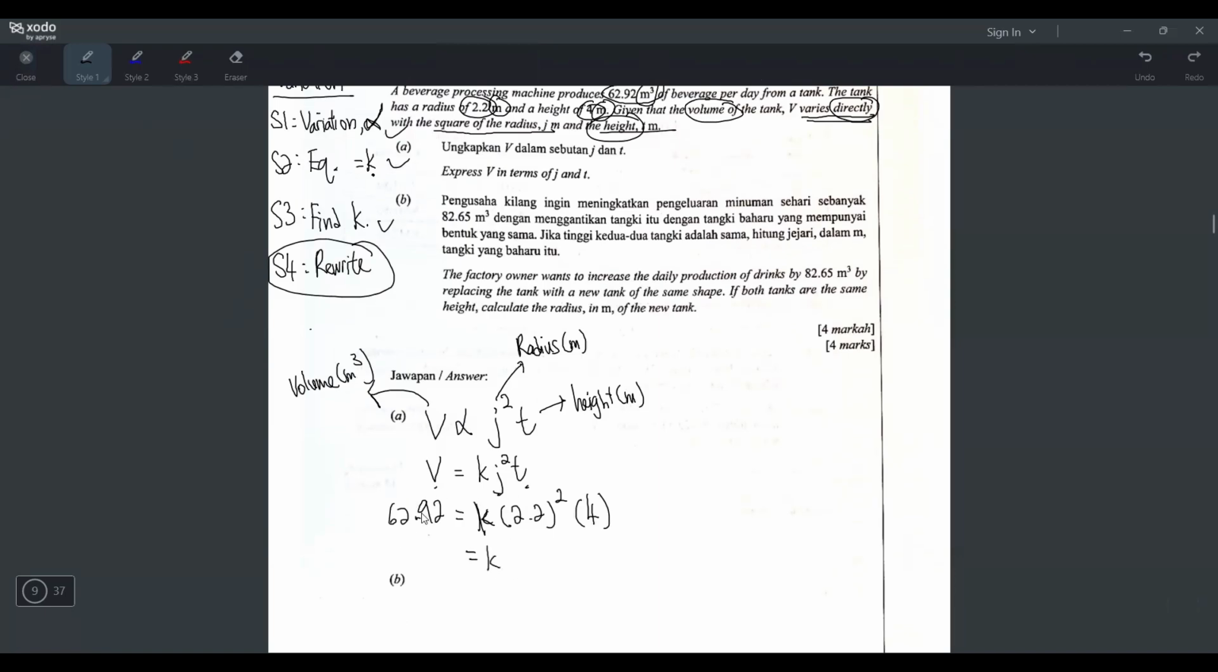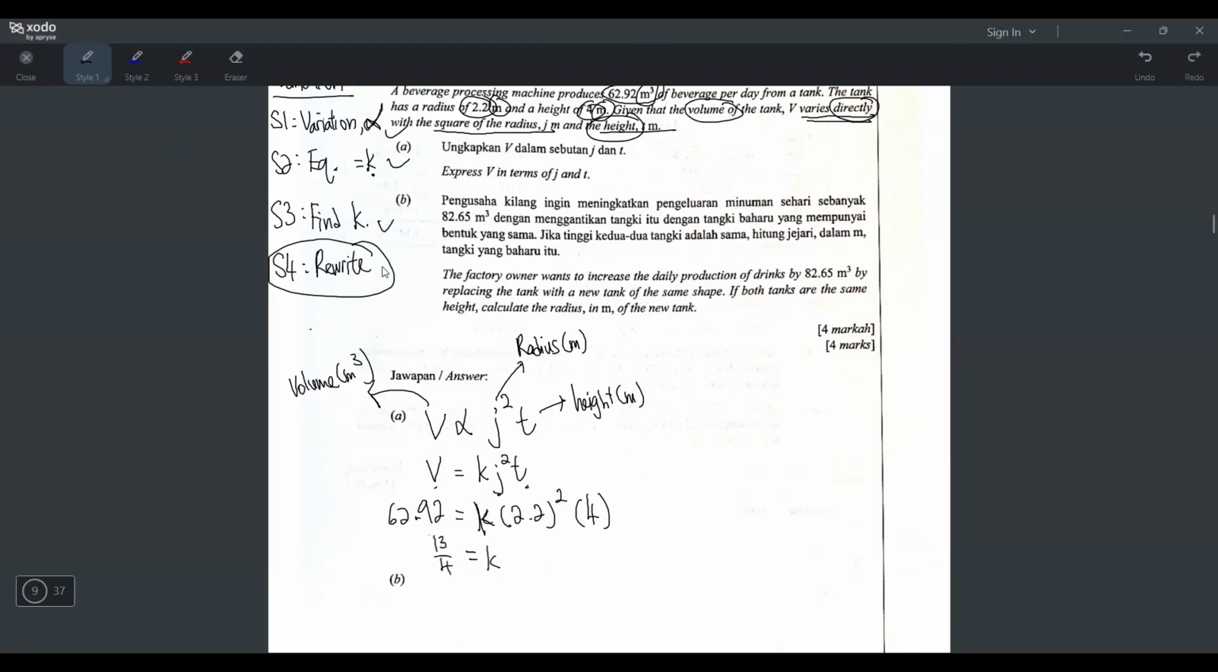Just press 62.92, divide 4, divide 2.2 square. Divide, because times move over there, become divide. So let me press, wait for me. Divide 4, divide 2.2 square. Okay, my calculator gives me 13 over 4. If I write in decimal, it's 3.25. So I think I will write in fraction. So just write 13 over 4.